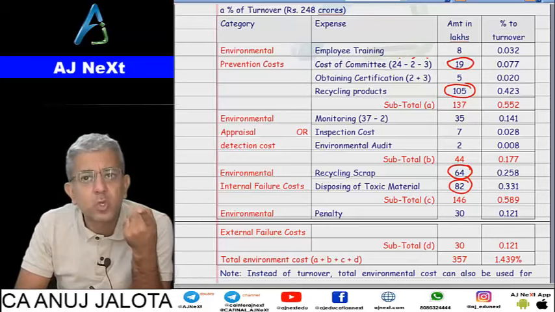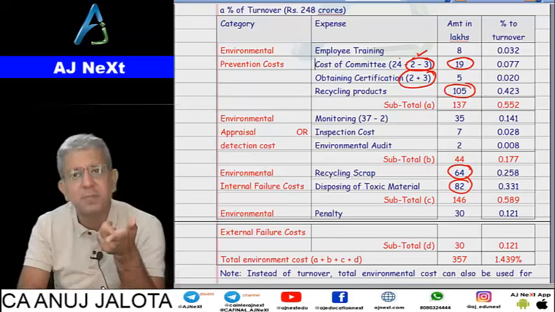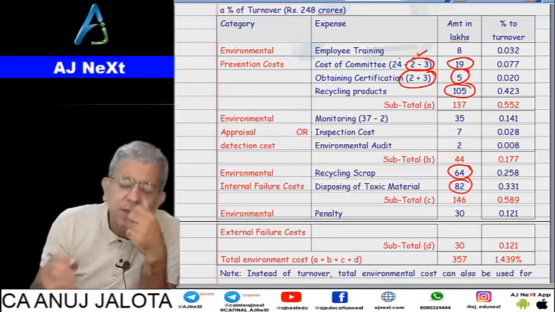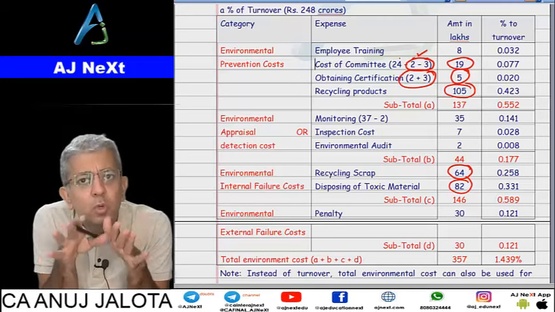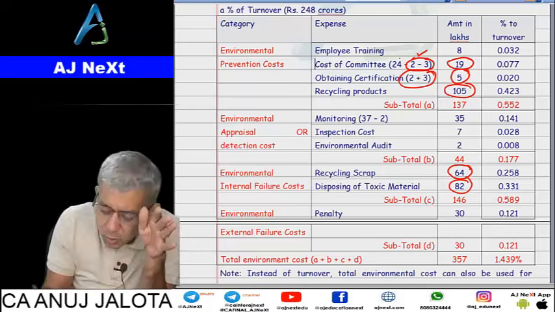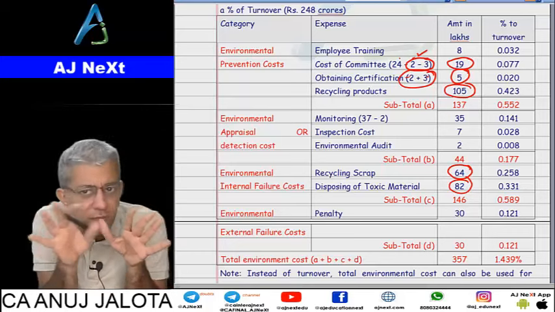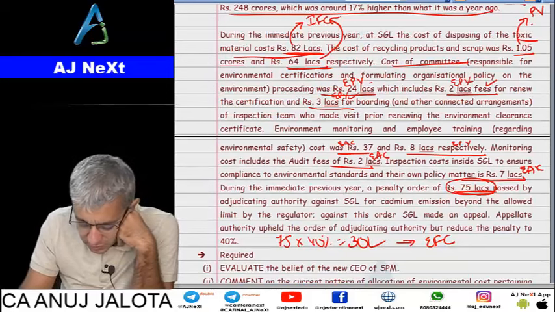And the cost of obtaining the certification, that is this 2 and 3 that has been removed from here, has been put over here in a separate way. So that's what I told. In case you want, you can combine them, but as a rule, always try to show as many details as possible in this statement. This 2 and 3 also you can keep in a separate way, it's not a problem. Okay, further.